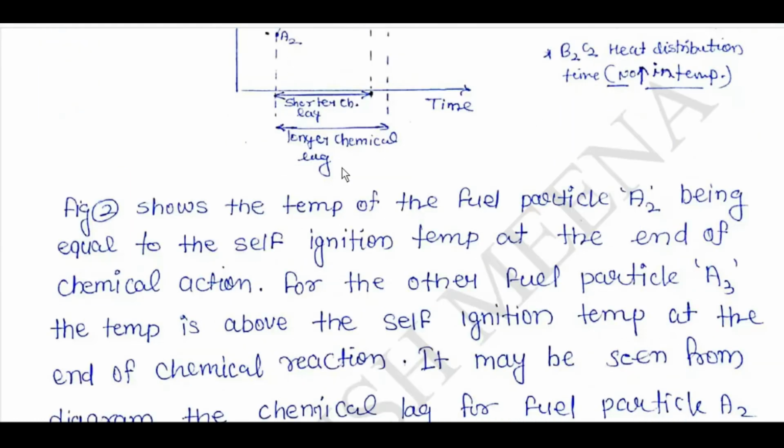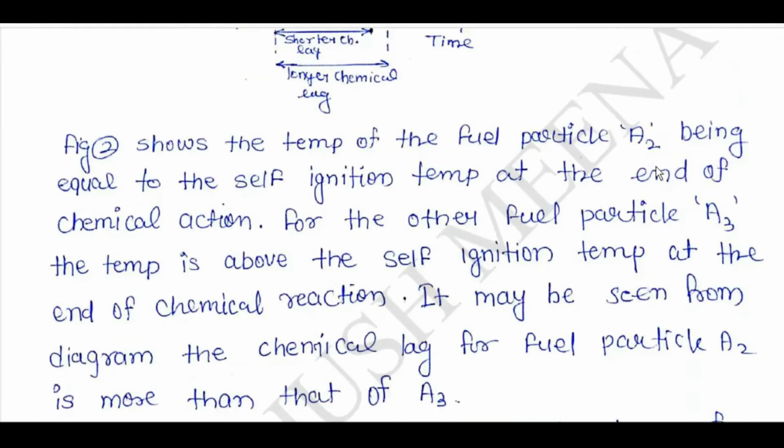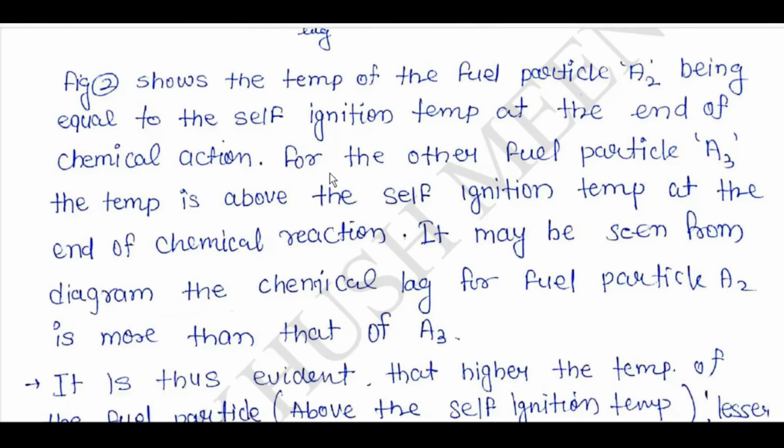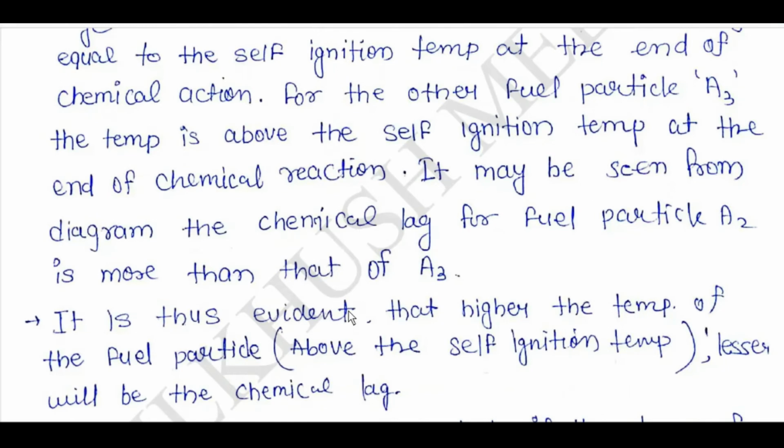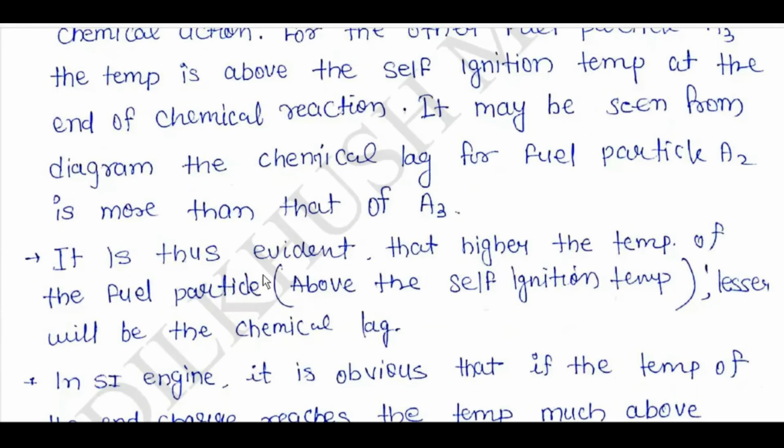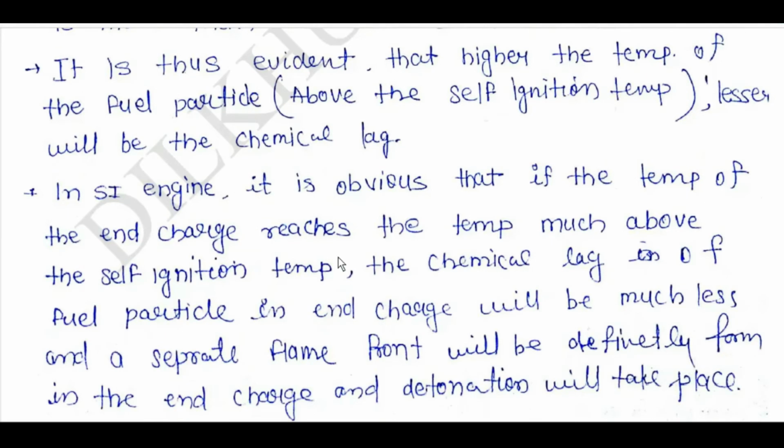Figure 2 shows the temperature of fuel particle A2 being equal to self-ignition temperature at the end of chemical action. For other fuel particles, A3, the temperature is above the self-ignition temperature at the end of chemical reaction. It may be seen from the diagram that the chemical lag for particle A2 is more than that of A3. It is thus evident that the higher the temperature of fuel particle above self-ignition temperature, the lesser will be the chemical delay.